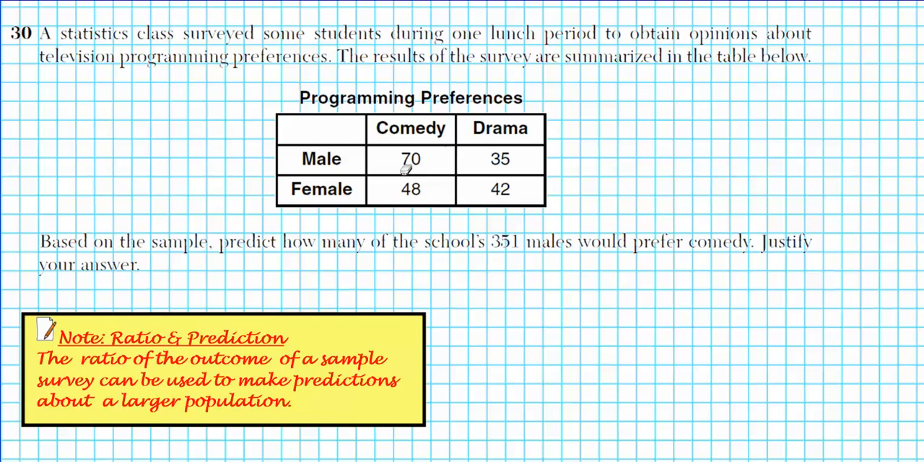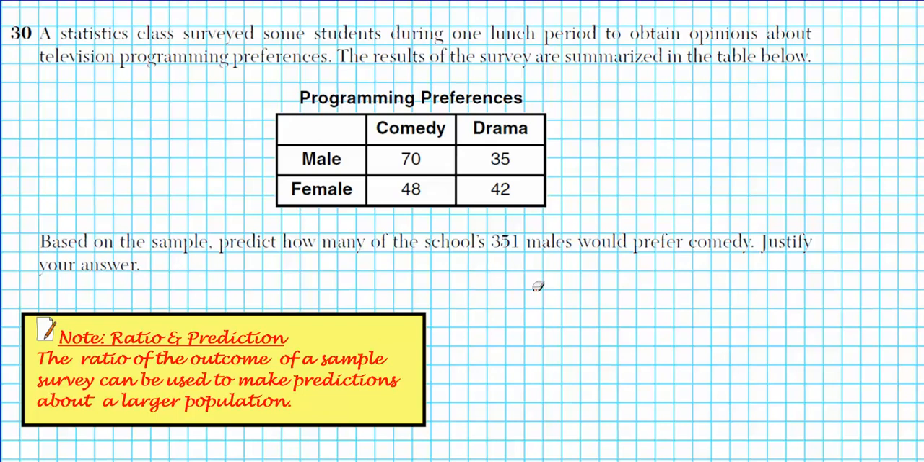So we have the programming preferences illustrated here. Based on the sample question, predict how many of the school's 351 males will prefer comedy. Justify your answer. One thing you want to note is that concerning ratio and prediction, if you carry out a survey with a sample population and a certain ratio manifests itself, you can use that ratio to make predictions as to the patterns that will emerge in a larger population.